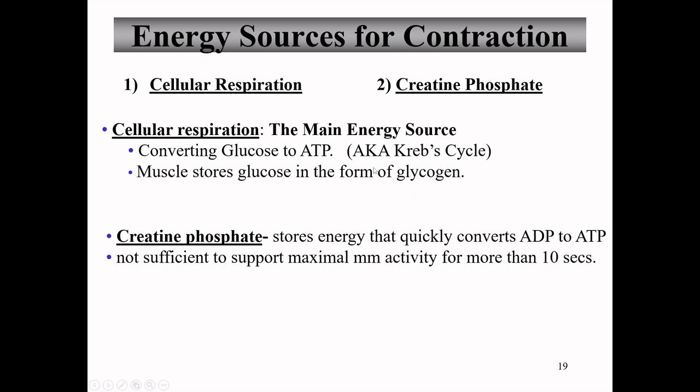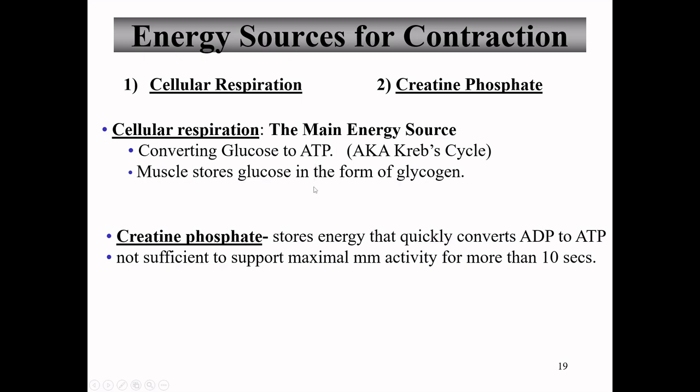So this is the citric acid cycle, or the Krebs cycle. You've probably seen that before in a biology class or in high school, where we take one sugar and turn it into 32 to 34 molecules of ATP, which we can then use as energy. So with cellular respiration, we're converting glucose to ATP, turning sugar into energy.